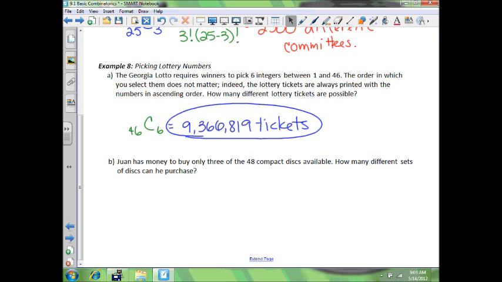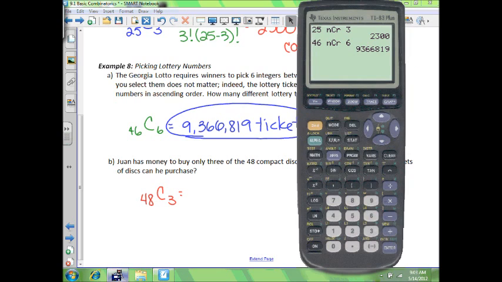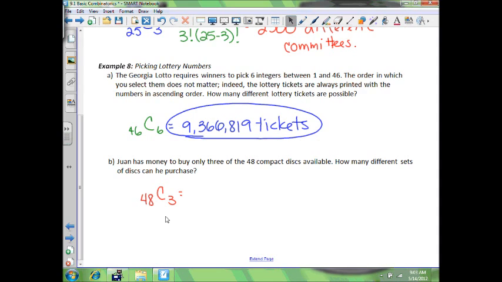Now in letter B, it says Juan has money to buy only 3 of the 48 compact discs available. How many different sets of discs can he purchase? So then, 48 choose 3. So you can have 17,296 different options.